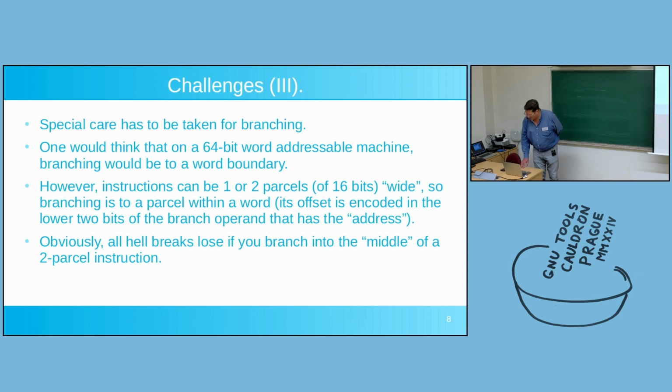This one? Yeah. Please. Branching. The memory is 64-bit wide, so you would expect that the branch goes to a 64-bit address in the memory. But the CRAY is special in this case in that instructions are either 16-bit or 32-bit wide parcels, and it jumps to a parcel in the sense that it takes the address of the word and then the number of the parcel. And the difficult thing is, of course, that you don't want to jump inside a 2-parcel instruction, because that would wreak havoc.